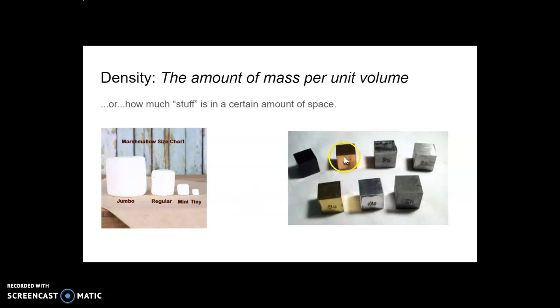It's going to have a lot more mass. It could probably weigh up to 30 grams. So you have a half a gram for this marshmallow, or you have 30 grams. So that's a huge difference.